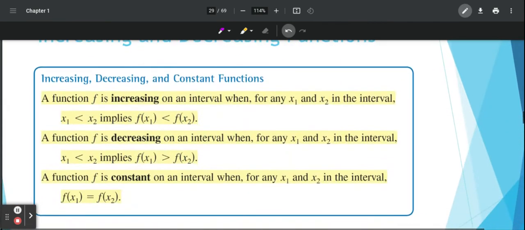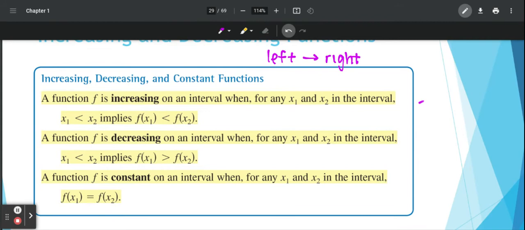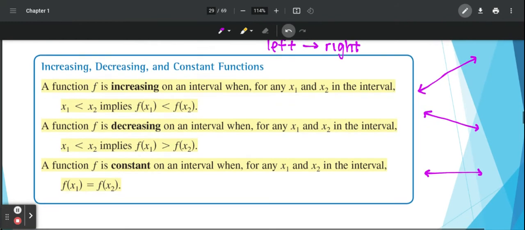So increasing and decreasing, these are really formal definitions. Really what this means, an increasing function. So if you're going from left to right, we always go from left to right. And an increasing function just means that your graph is increasing. So as x values get larger, your y values are also getting larger. Decreasing means that as x values get larger, your y values are getting smaller. And constant would mean that as x values increase, your y values are staying the same.